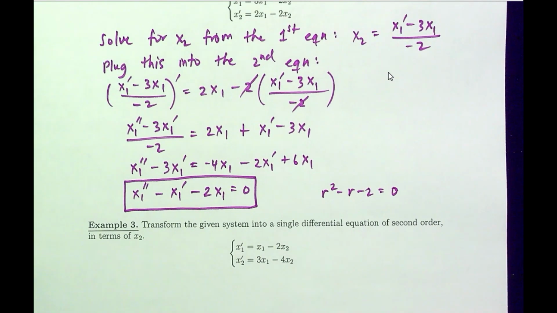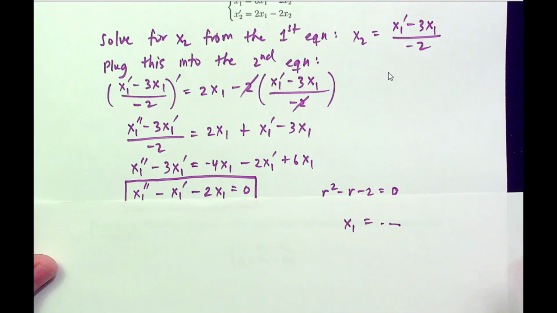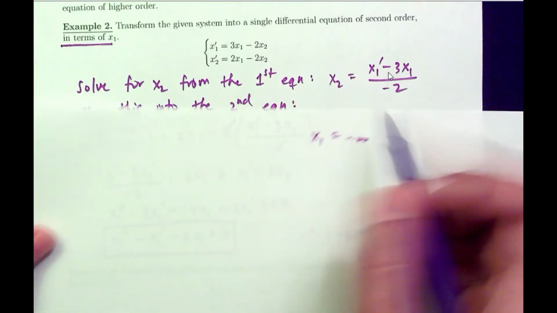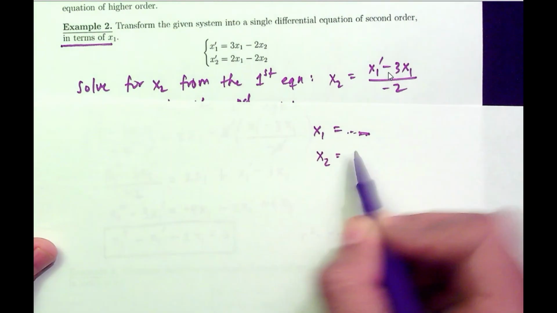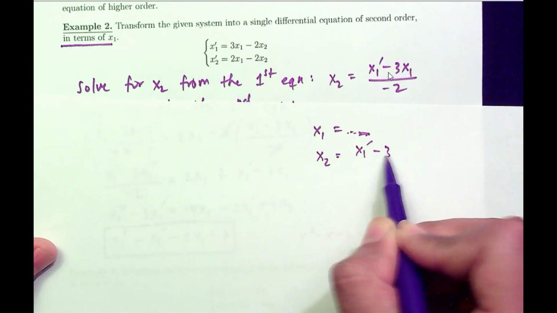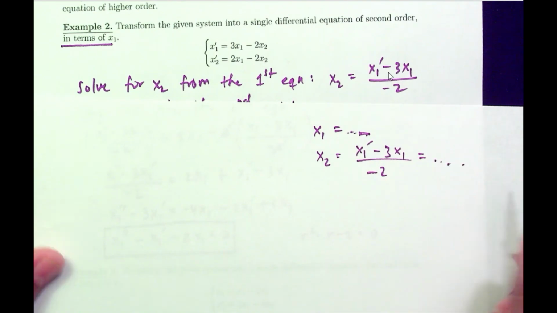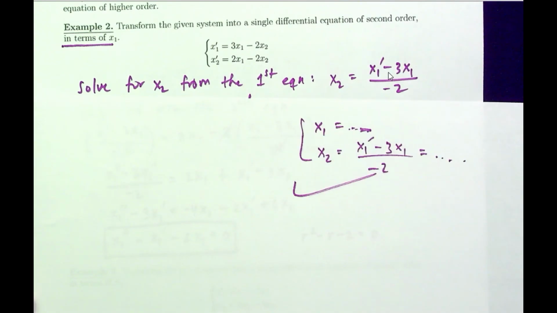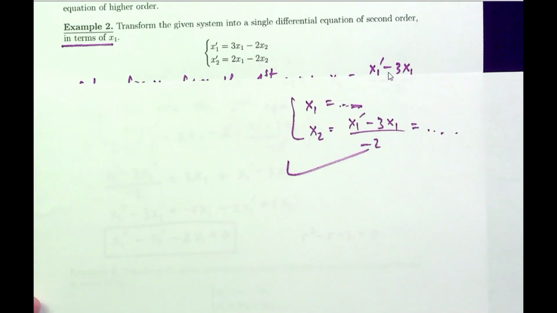And once you find x1, let's say you found x1 equals this, blah, then you can use this equation, you plug it in there, and you get x2. You plug that in there, you know what x1 is because we found it, you simplify, and then you get x1 and x2, and that solves the system. That's how you can solve a system with differential equations. We're going to be doing other methods, but this is one way of solving a system with differential equations.